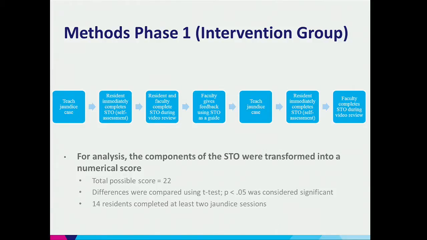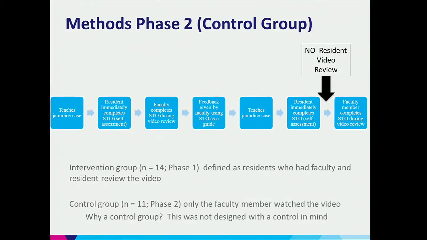For the first phase, which we called the intervention group, and I'll explain this in a minute, 14 residents completed at least 2 sessions. For phase 2, which we then called the control group, the residents did everything except review their own video. There were 11 in phase 2, and I was the only faculty member who watched the video.